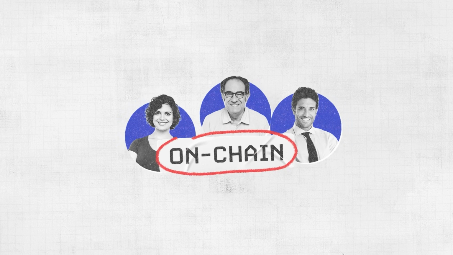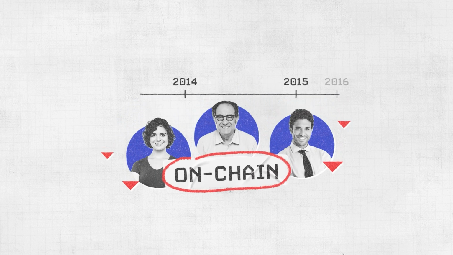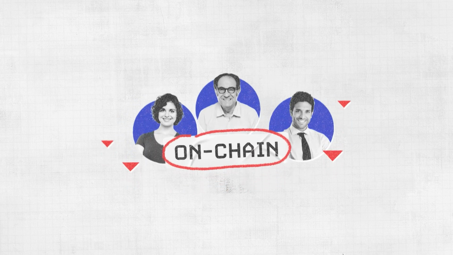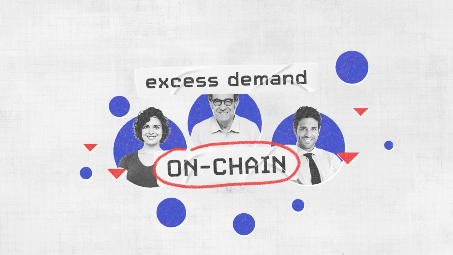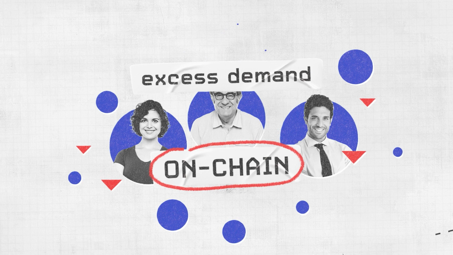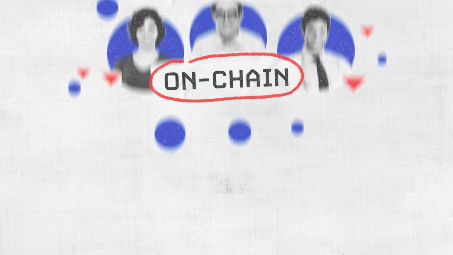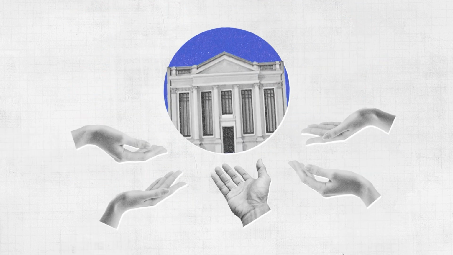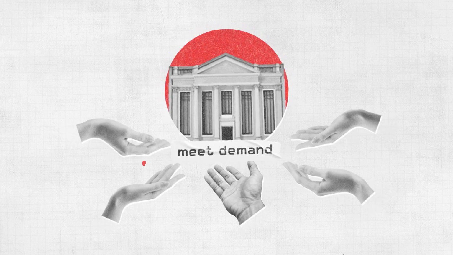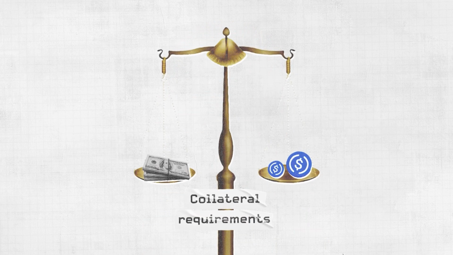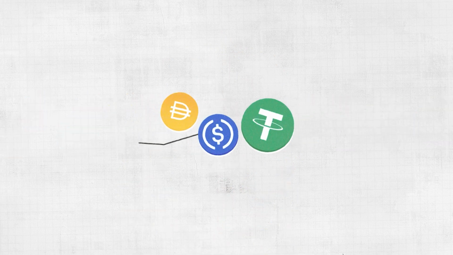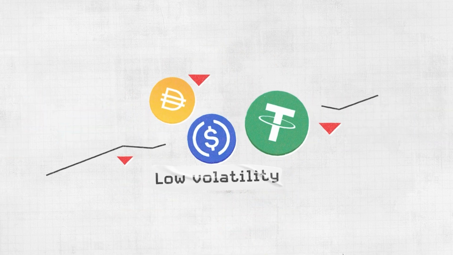Interest rates for on-chain low-volatility assets have historically been significantly higher than their off-chain equivalents. This indicates excess demand for on-chain low-volatility assets. So what is preventing the increase in supply of stablecoins to meet demand? Collateral requirements. Most stablecoin models use collateral to create low volatility.